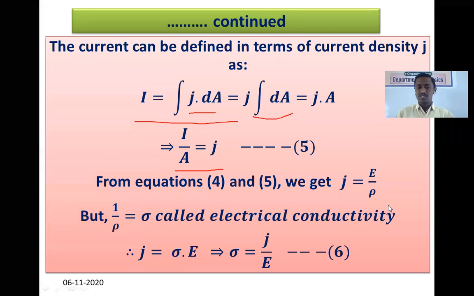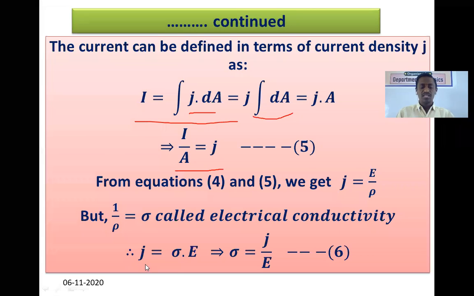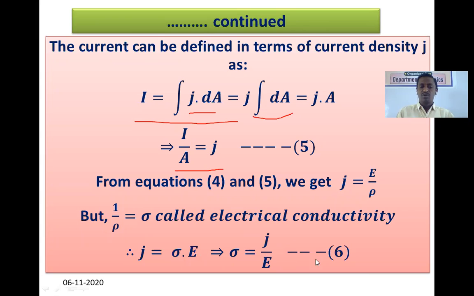So in place of this 1 upon rho in this equation, we will substitute sigma. So the equation becomes J as it is. In place of 1 by rho, we have substituted sigma, and E kept as it is. So J equals sigma E. This implies sigma can be written as J upon E.